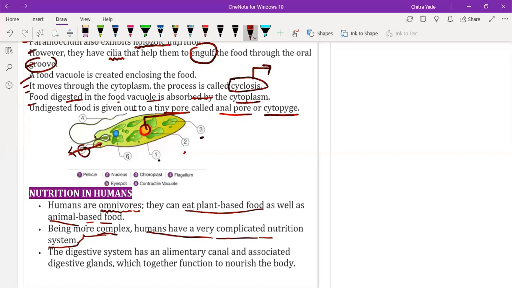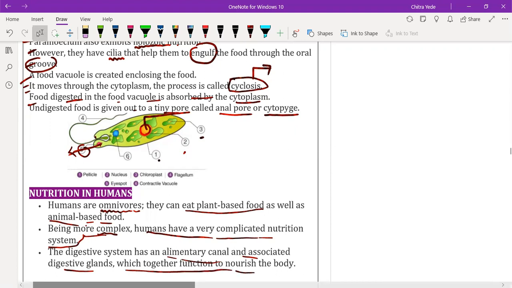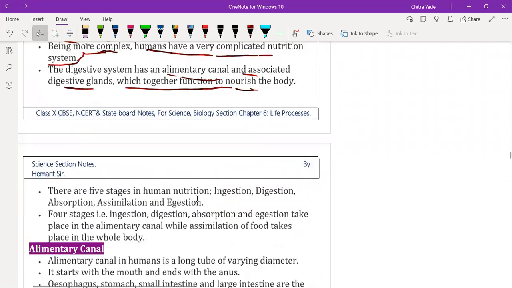The digestive system has an alimentary canal. In our digestive system we have the alimentary canal, associated with digestive glands, which come together to nourish the body. We will discuss all the processes one by one, don't worry. The five stages of human nutrition are ingestion, digestion, absorption, assimilation, and egestion of the food.